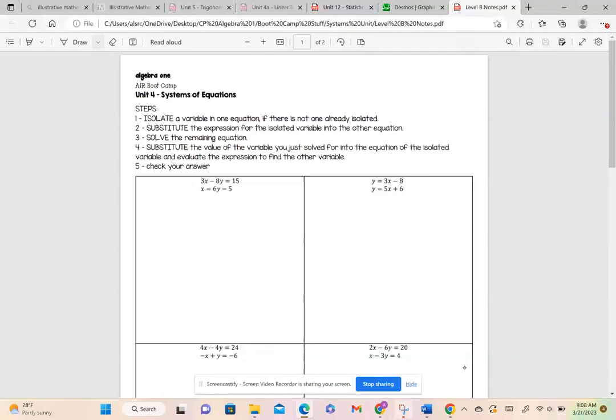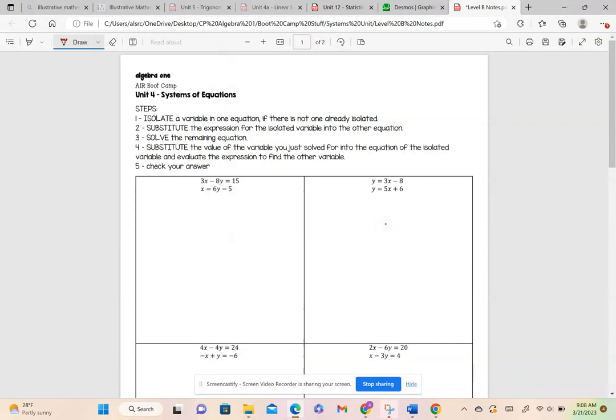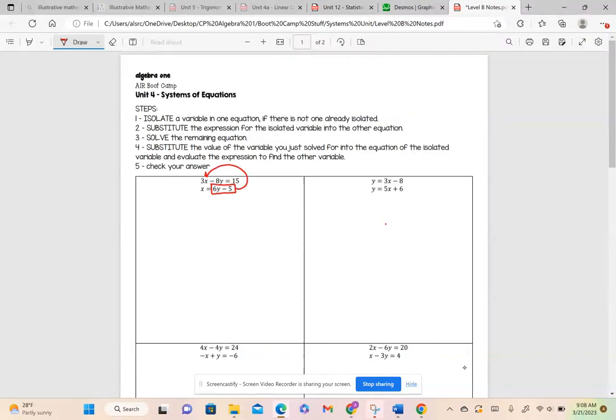Okay, now we're going to do systems using substitution. So we're going to make sure we're reading and using what we know. We want to isolate a variable in one equation. Okay, so this one, the x is isolated. So I will draw a box around that, and I will draw my arrow to where it needs to go. It's going to replace the x.